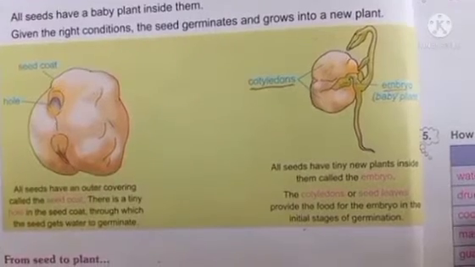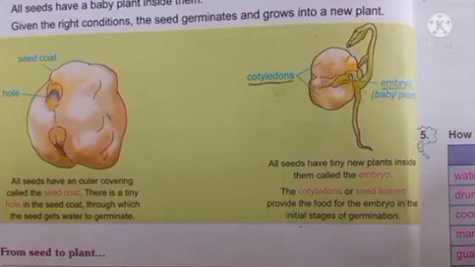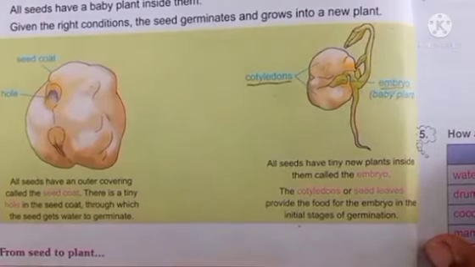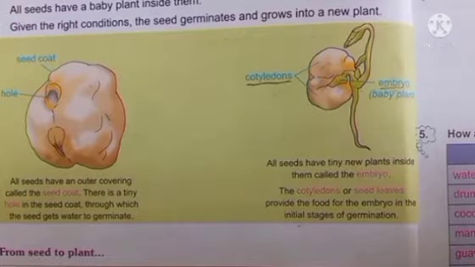So the best example is potato. If you keep it in the basket, you can see even the new plant growing. That will be the best example for you to observe at home. So try to observe those potatoes which are growing at home.